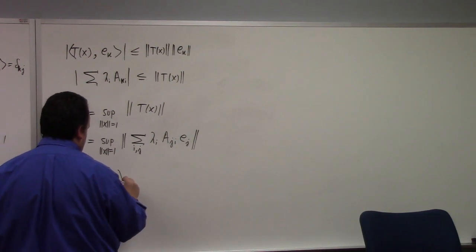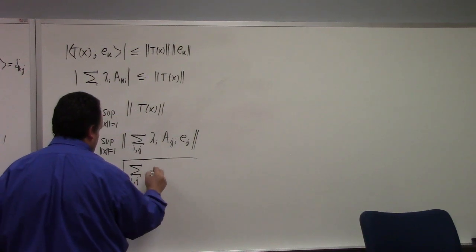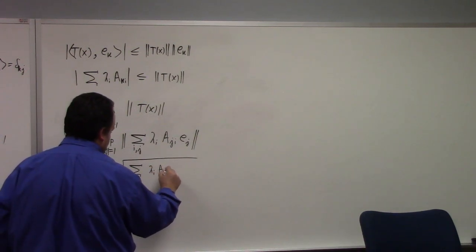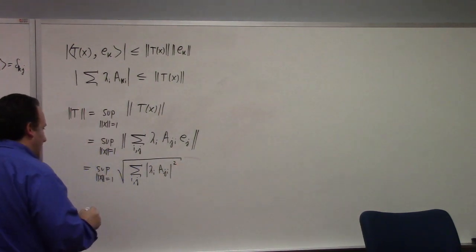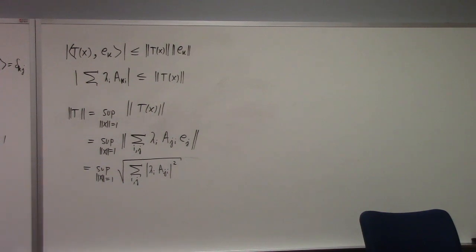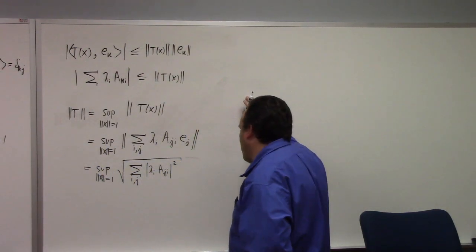So it's the square root of the sum over i and j of lambda i a_ji squared. I mean, wouldn't it be the absolute value of the whole sum? You might be right. Let me think about that. You're right.